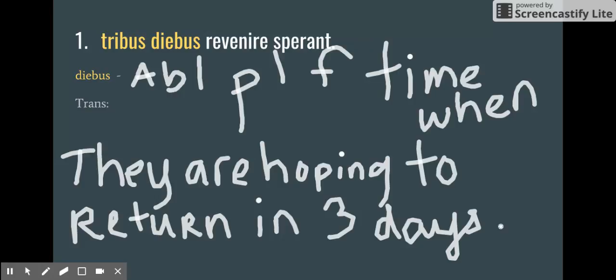So again, this is the ablative of time when. So when are they hoping to return? They are hoping to return in 3 days. The information is telling us when it's happening. So one more quick recap. Accusative, length of time, for how long something happens. Ablative, time when, at what time something happens.